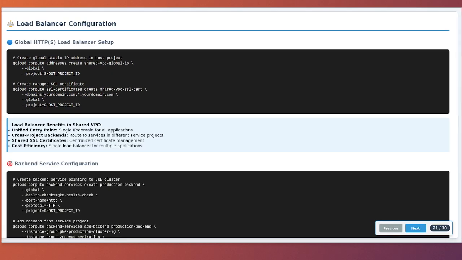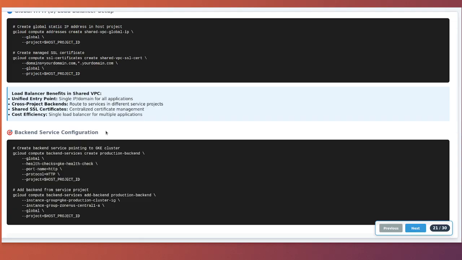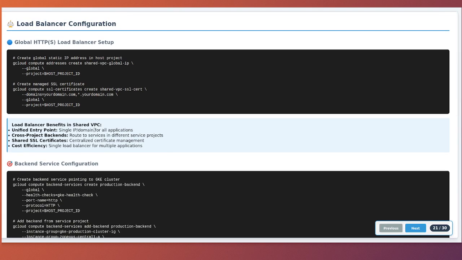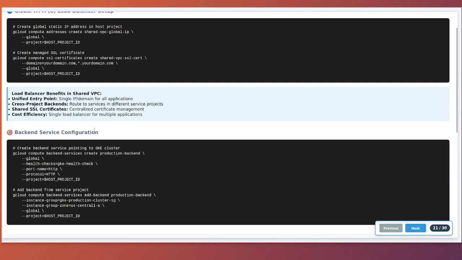Global HTTP/HTTPS load balancer for web applications, network load balancer for TCP/UDP traffic, and internal load balancer for internal services. Each has different use cases and capabilities. The global HTTP/HTTPS load balancer is typically what you want for web applications. It provides SSL termination, URL-based routing, and global anycast IPs. It can route traffic to backends in different projects within the same shared VPC.